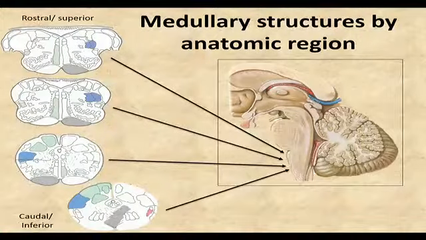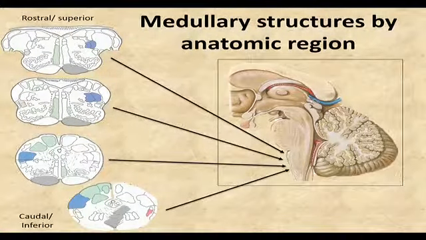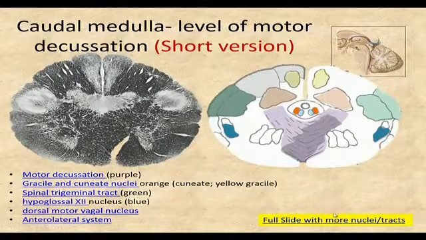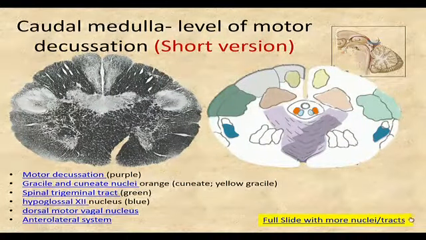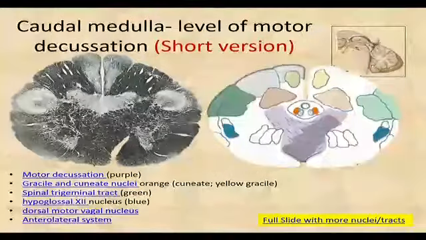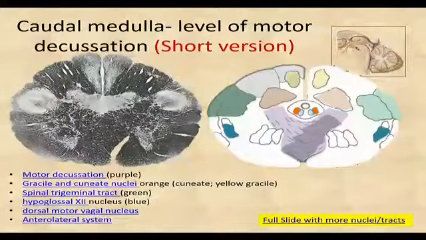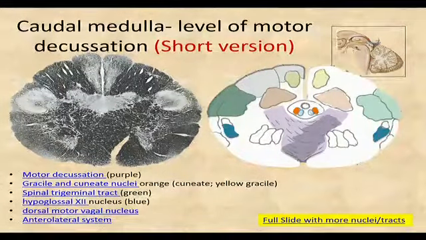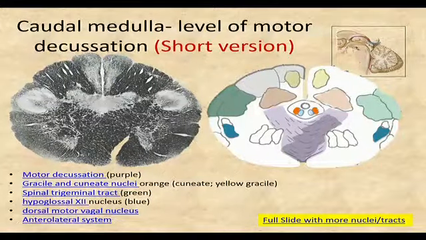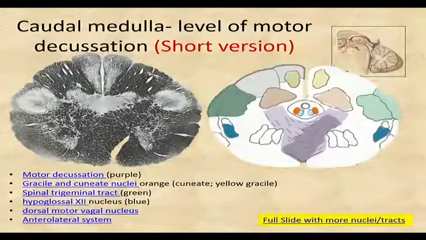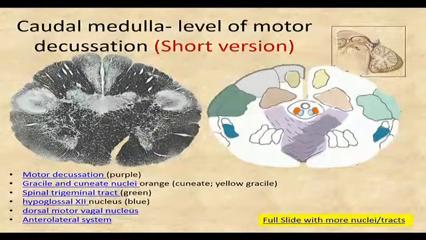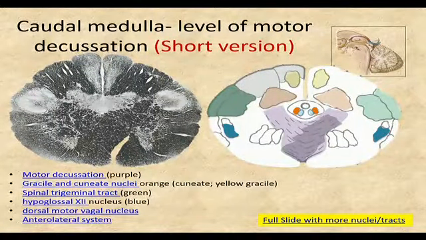I have slides that have a lot more nuclei and tracts on them for each section, okay? But I've got to start somewhere. And I also have little information tidbits on the links about the nuclei to help you. I can't say all of this right now, but we can talk about some big ticket items.